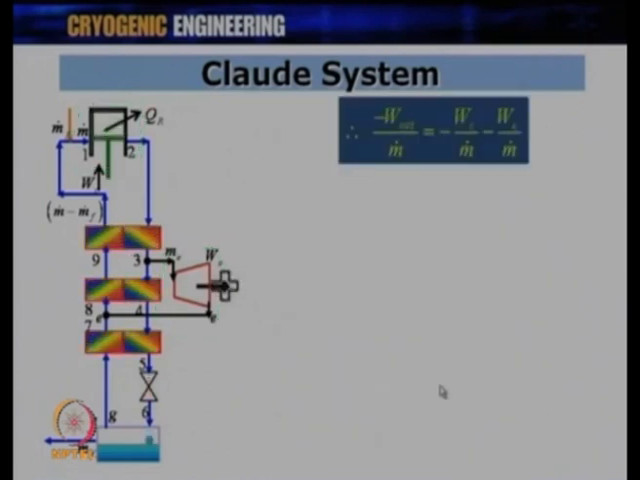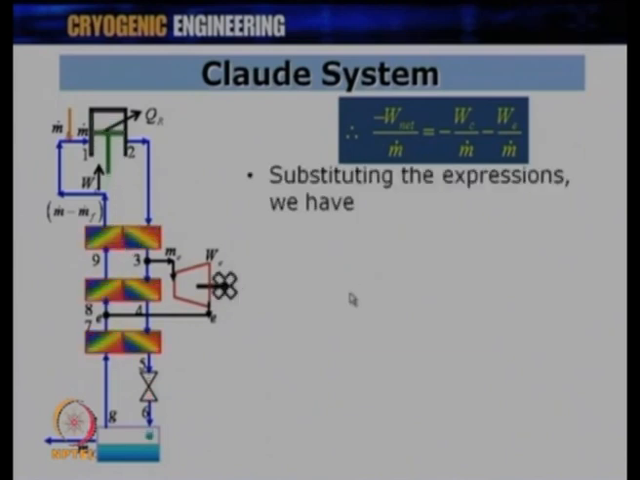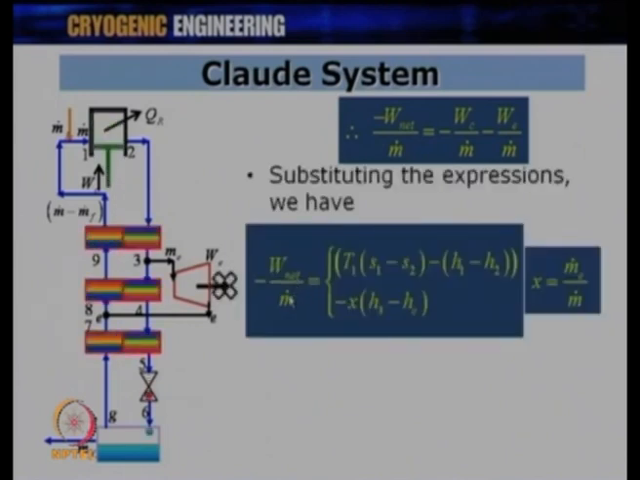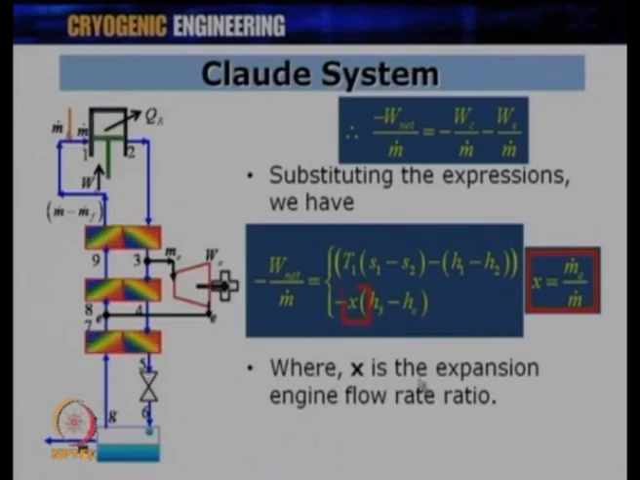So, if I put them together, dividing by m dot, I get W net upon m dot, that means net work done per unit mass of gas which is compressed, is equal to T1 into S1 minus S2, minus H1 minus H2, minus X into H3 minus HE, where X is equal to m dot E upon m dot. So, basically the first term again, X is the expansion engine flow rate.